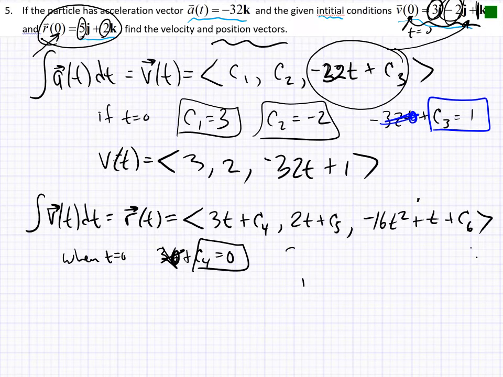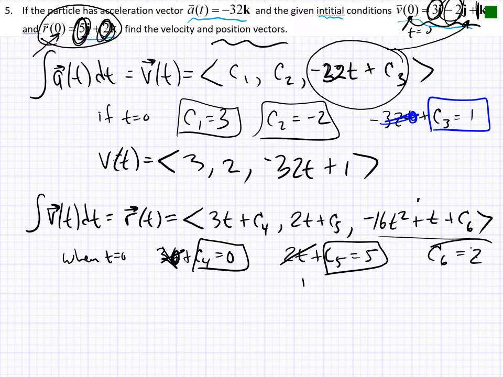When t equals 0, this 2t plus c5 has to equal 5. And so, remember, t equals 0, so that's gone, so c5 equals 5. Then the last one is here, and so when t equals 0, that has to equal 2. So by default, you see right away c6 equals 2.